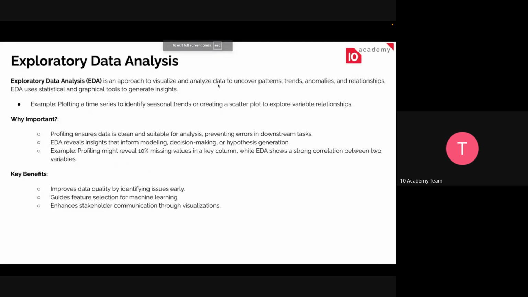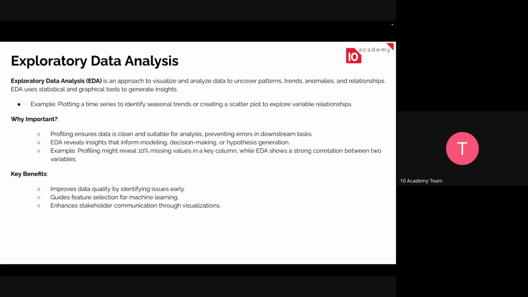Okay, so let's come to EDA. This is also very basic, and one of the first things that you should do, along with data profiling. EDA is an approach to visualize and analyze data to uncover patterns, trends, anomalies, and relationships. When we come to EDA, we look for hidden patterns, trends, or relationships that might not be easily detectable by just taking a look at the data set.